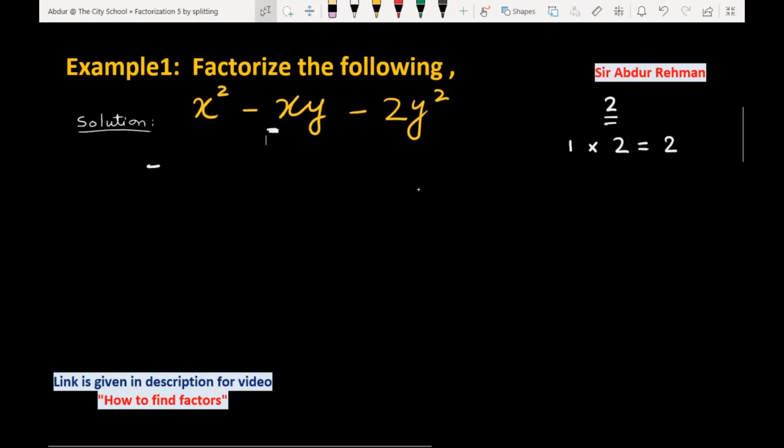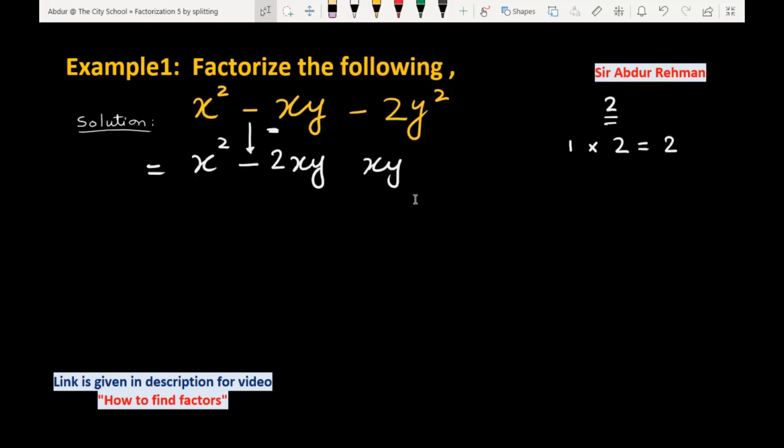So the first step is to copy the first term, which is x square. Then copy the sign, which is minus, and write down the first factor, which is 2xy. And the second factor is 1xy. When you find the difference of 2 and 1, you will get minus xy. So this is minus. You have to write down the opposite sign, plus, then write down the third term.